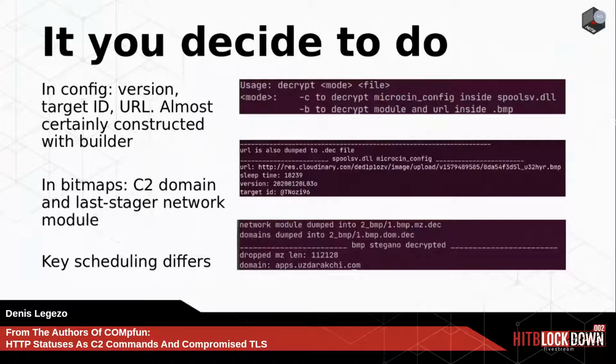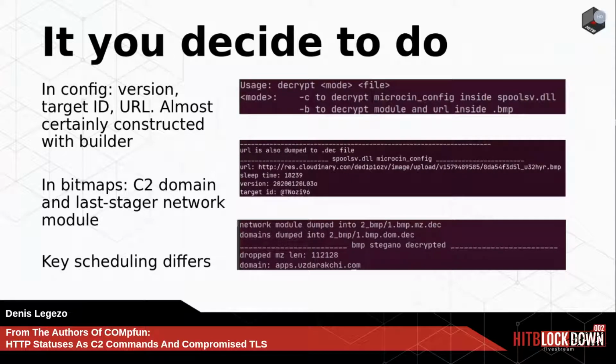We don't use just debugging, breakpoints, dumping, whatever. We wrote an application. What we need here is just a small C++ app with two modes of work. You let the app know whether you want to decrypt the config or the bitmap picture, to remove the steganography from the file, because the key scheduling differs, since the config is much smaller than the BMP, and the algorithm is quite custom. From the configuration, it could get the target ID and the URL of the picture.